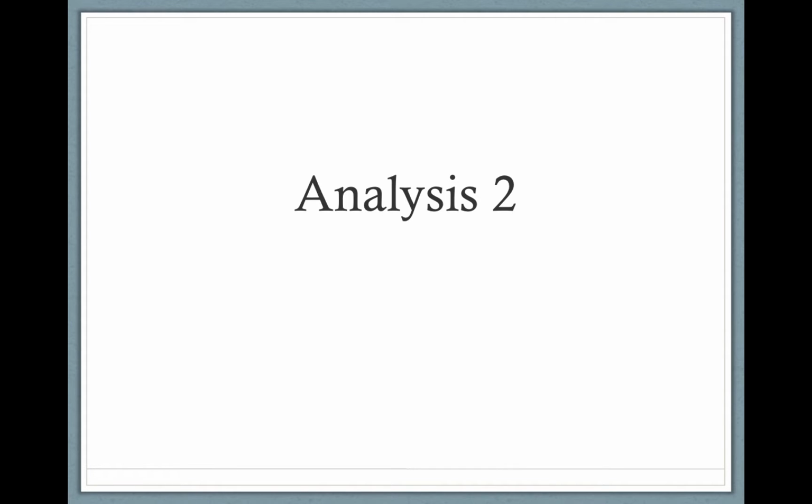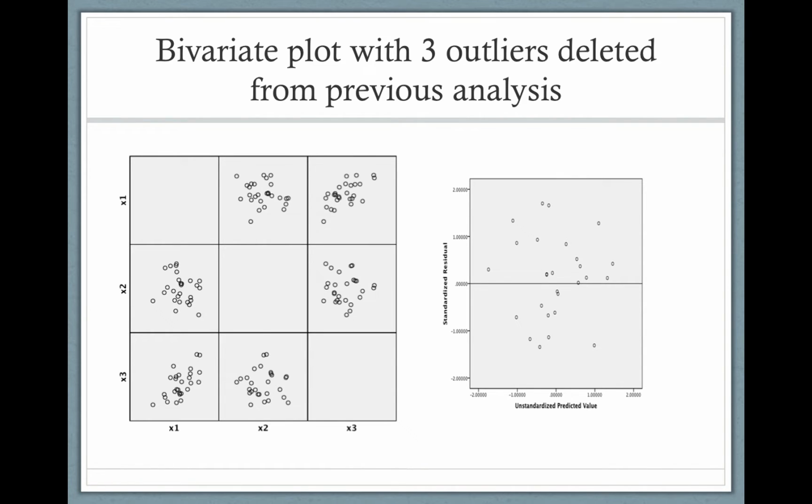So when looking at the bivariate plot for analysis 2 with the 3 outliers deleted, there are no outliers in the matrix plot. But when looking at the graph, it's obvious that the new analysis violates the assumption in MRC that the variance is constant for all values of x. The plot is heteroscedastic because it has a lot of variance between the residuals. So as you can see, here's the mean, and there is a lot of variance between the residuals here versus here versus here. So it's heteroscedastic.